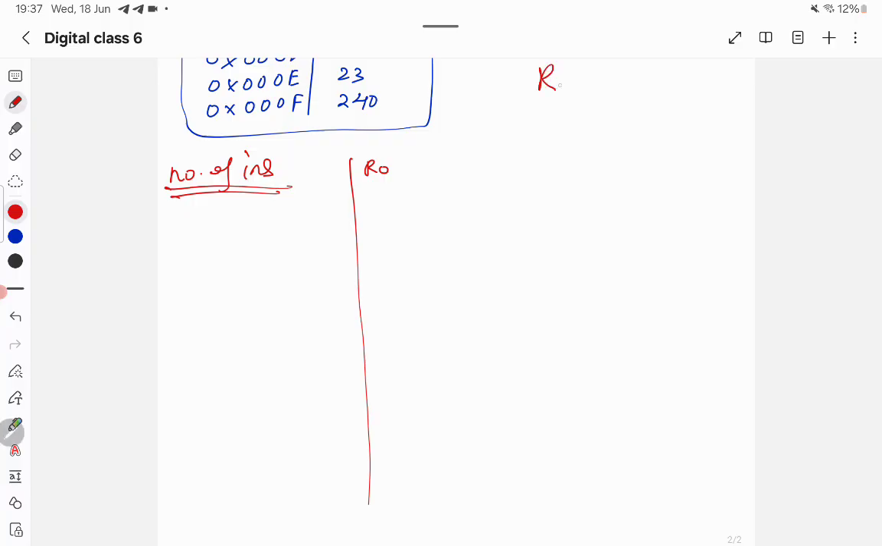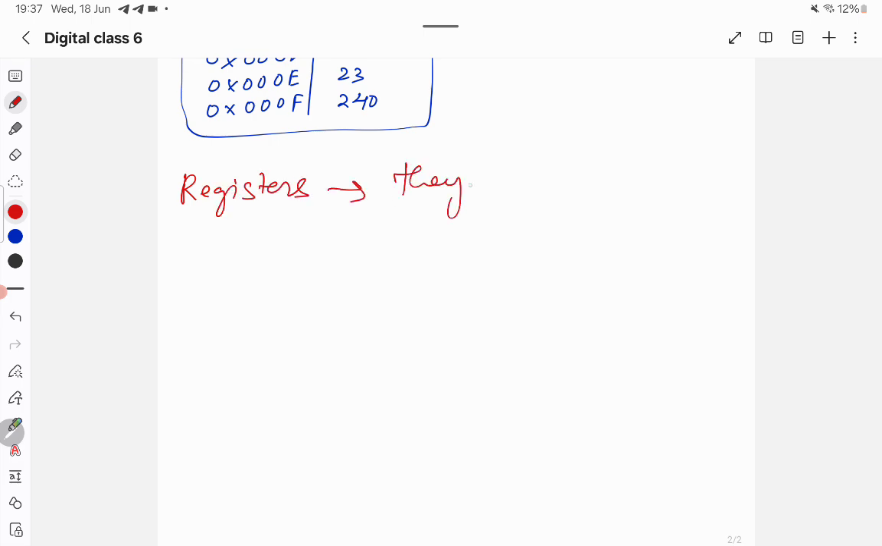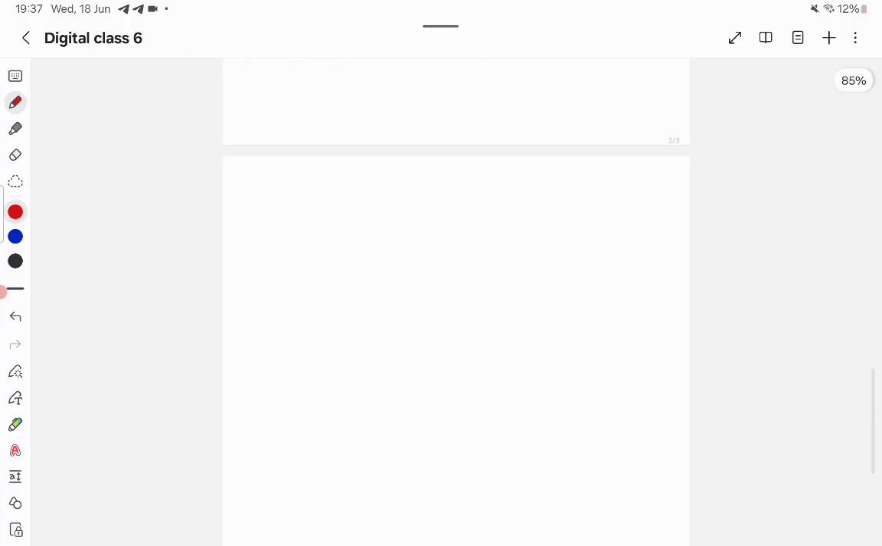These are called registers. What is the work of registers? Let me explain it here. Registers store values. The work of a register is nothing but to store values. See here, R0 has stored 42, R1 has 9. So different registers have different values. I am drawing it here because I want you to understand.